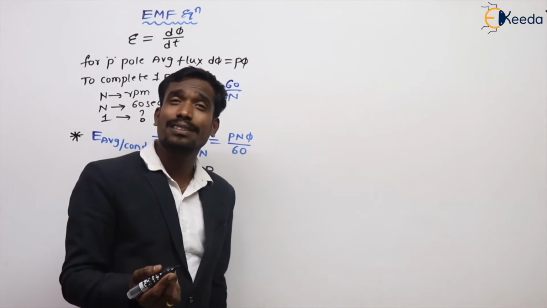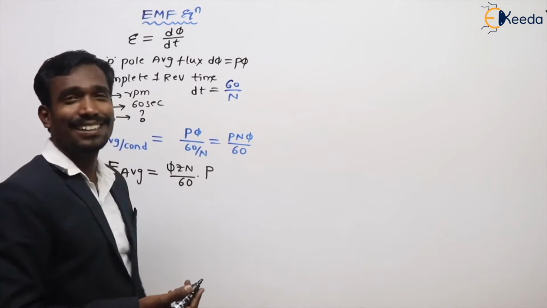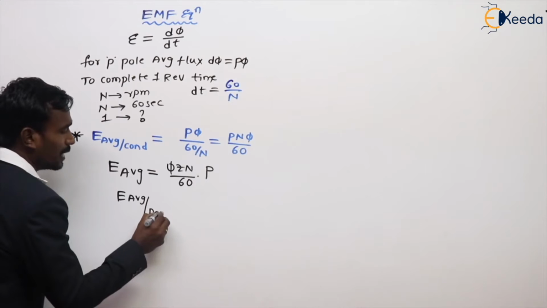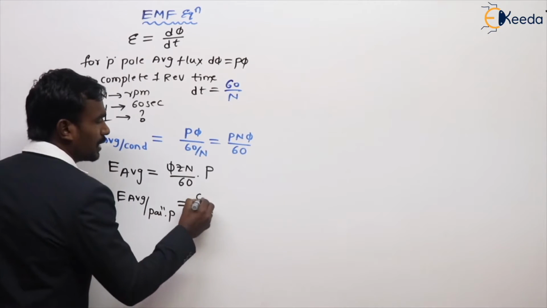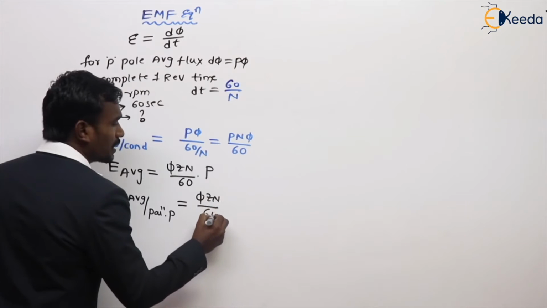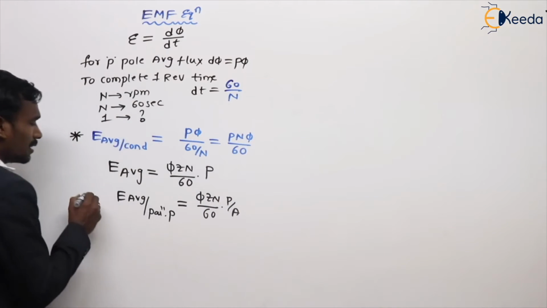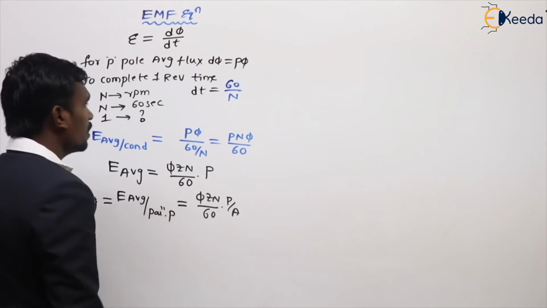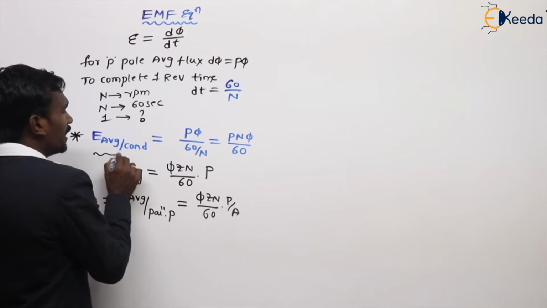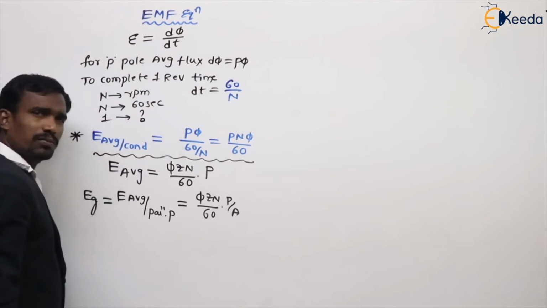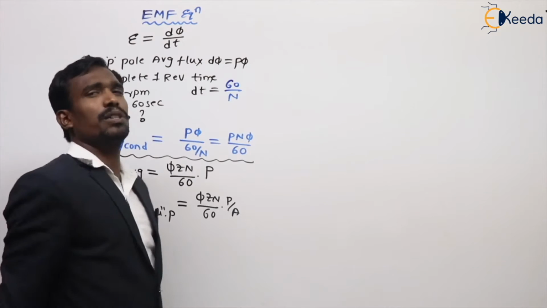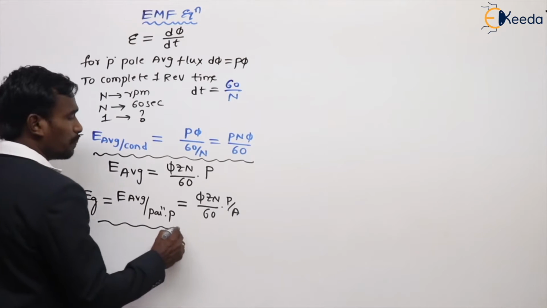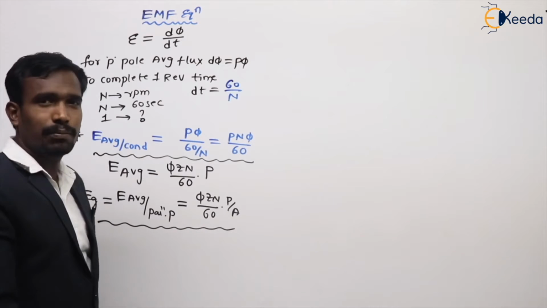Sir, what about phi Z N by 60 P by A? Where is that? So let's see. E average per parallel path is equal to phi Z N by 60 and P by A. This is actually our generated EMF in our DC generator. Up to this, E average per conductor of a synchronous machine and of a DC machine, for both the answer is the same. And then after that we change for E average per parallel path. This is generally the generated EMF.